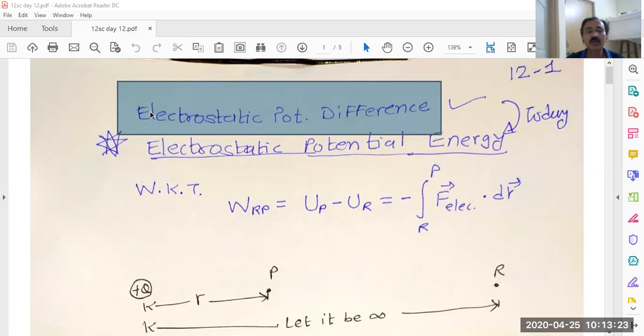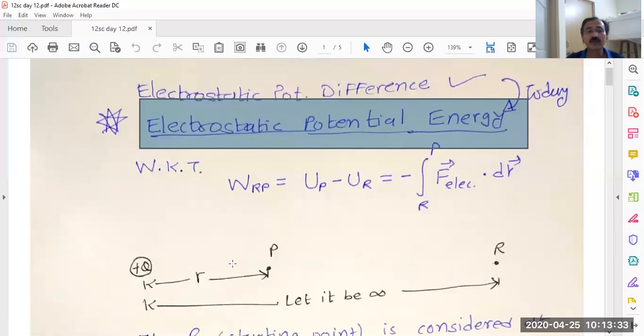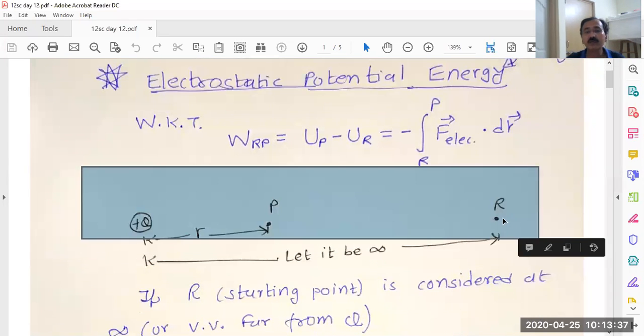What we discussed last time was potential energy difference. And today's topic is electrostatic potential energy. And what we discussed last time was this diagram in which we shifted Q from R to P. Right?